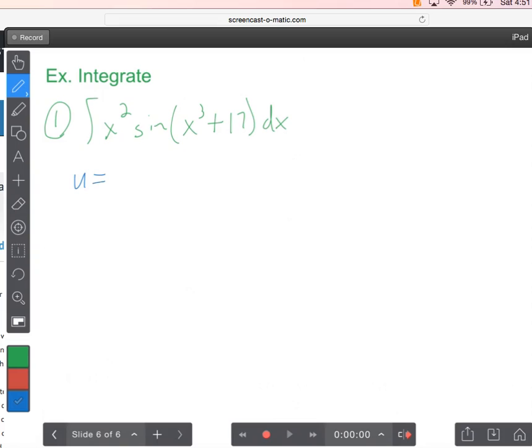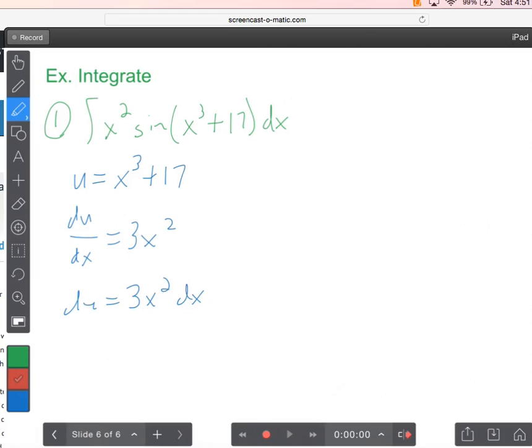The inner function here, well, hopefully we agree that x cubed plus 17 is our inner function. The derivative of x cubed plus 17 is just 3x squared. And if we solve for du, we get that du is equal to 3x squared dx. Now, again, it's at this point, usually when you calculate your derivative, that you start to see whether things are going to work out. And what we have du equal to here is 3x squared dx.